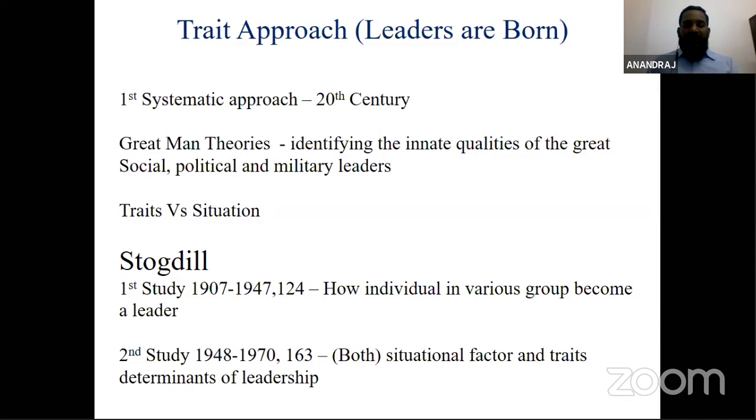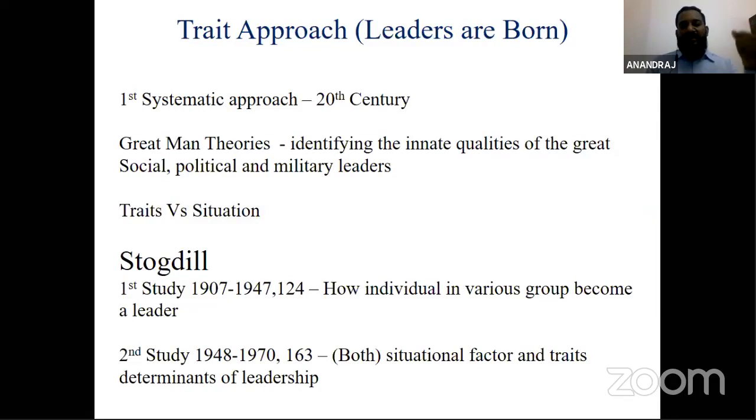Now, the trait approach starts in the 20th century. It was the first systematic approach. There were historical leaders, identified by Stockdale, the researcher who identified them. He took an initiative to find out what traits made them great leaders. That's why the great men theory came, which identifies the innate qualities of great social, political, and military leaders.